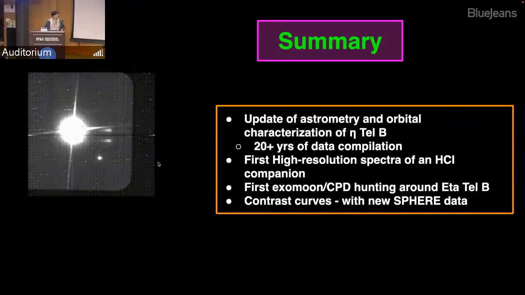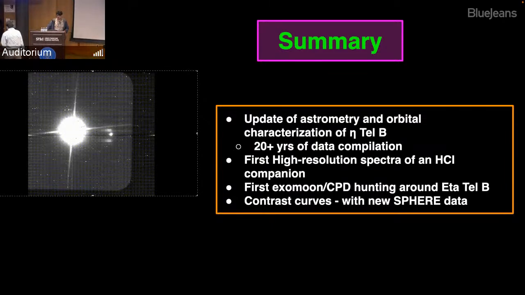Well, summarizing, we are doing the update of astrometrical and orbital characterization of Eta Tel B that compiles more than 20 years of data. We are doing the first ever high resolution spectra of a direct imaging companion. We are doing the first satellite hunting around the source, and we are improving the contrast curve, not just from this object, but for other objects too in our sample.